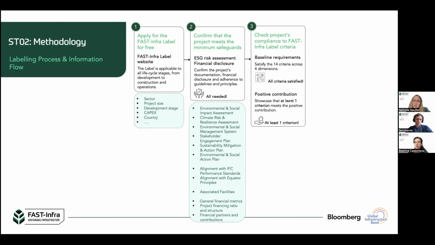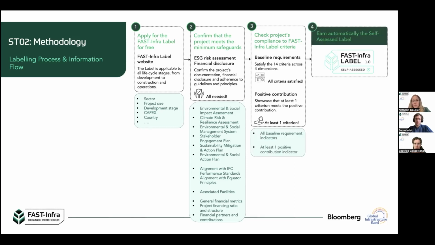So as Beatrice was explaining in detail before, we have the 14 criteria across the 4 dimensions, and we have each time the baseline requirements and then a positive contribution. So the project needs to meet all the indicators of the 14 criteria for the baseline requirement, and then it needs to show at least one positive contribution for one of the criteria.